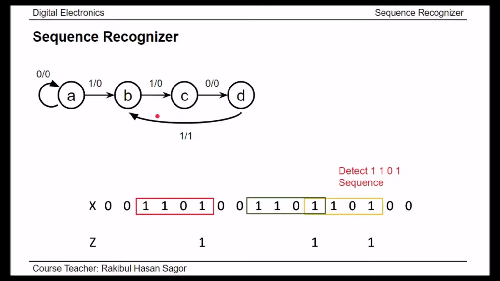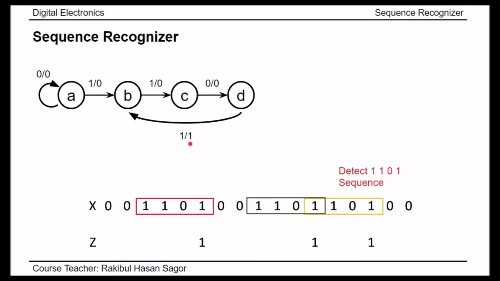Now you can check the reset condition. If we have 1, 1, 0, 1 condition, that means A condition. If we have 1, then it will go to B. Another 1, it will go to C. Another 0, it will go to D. Another 1, it will go back to B, giving 1. If we get another 1, then it will go to C, that means 1, 1, 0 again, 1, and the Z value will be equal to 1. So in this way it can recognize the 1, 1, 0, 1 sequence.